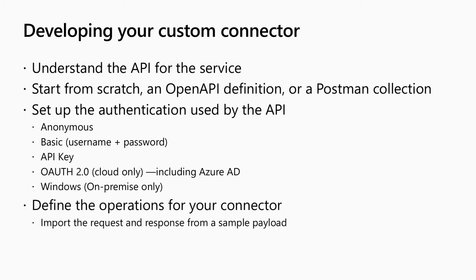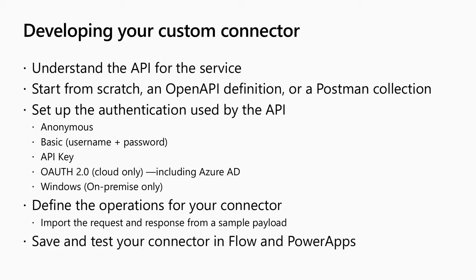And then you define the operation. And you can import using a sample request and response. And then you save your connector, and then you test the connector in either Flow or PowerApps. And then you keep on repeating that process, right? So it's fairly easy, less than 5-10 minutes for someone to get started. And that's what we are looking at.